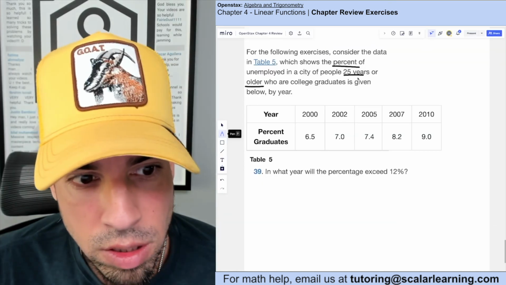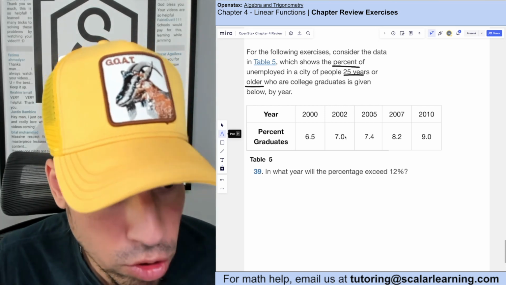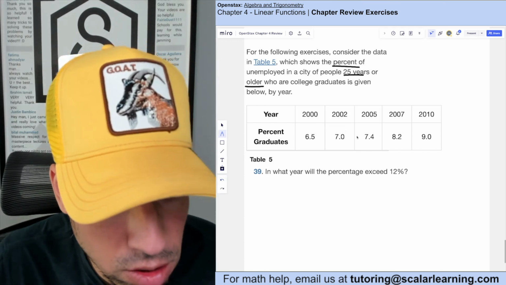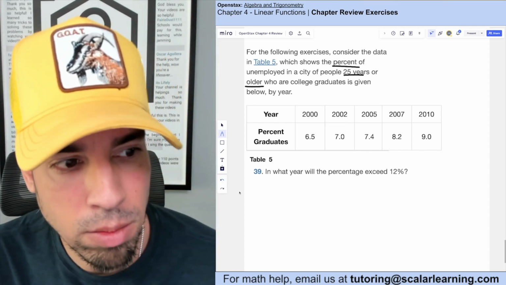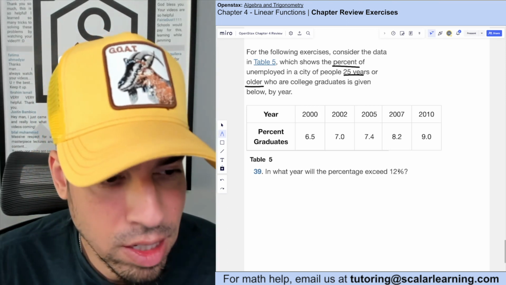Done. So this table provides the percent of unemployed in a city of 25 years or older. This would be like 6.5%, 7% in these various years, and it looks like it's increasing. I think the assumption is that it's increasing linearly. So it says, in what year will the percentage exceed 12%?